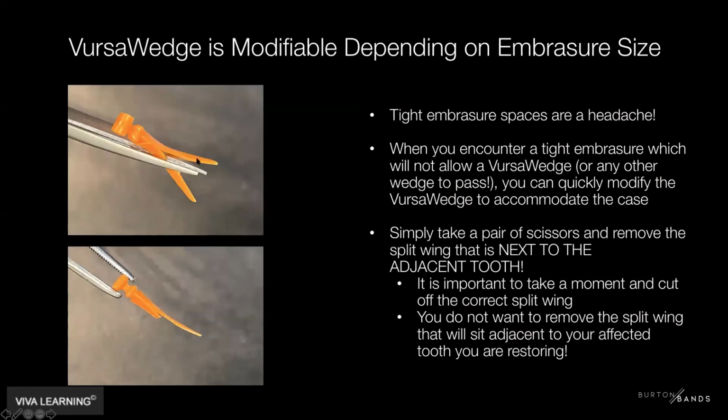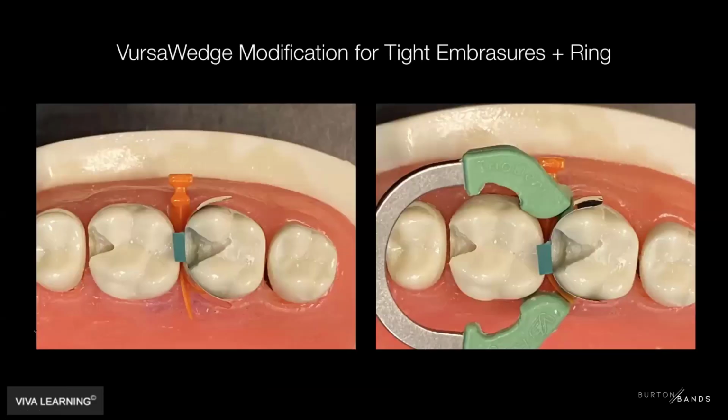Another thing about this is that I commonly run into tight embrasure spaces in the posterior, or really wide, broad contact areas. They're subgingival. They have like an S shape to them, and almost nothing fits in there. Well, this guy, you can just take a pair of scissors and clip off one of these wings, and all of a sudden it's half its thickness. And so this is what I use to go into really, really tight, strange shaped areas for tight embrasures. And it's really effective. And you can still use a ring on it too.